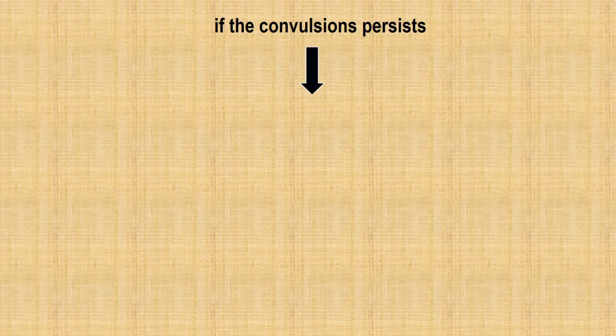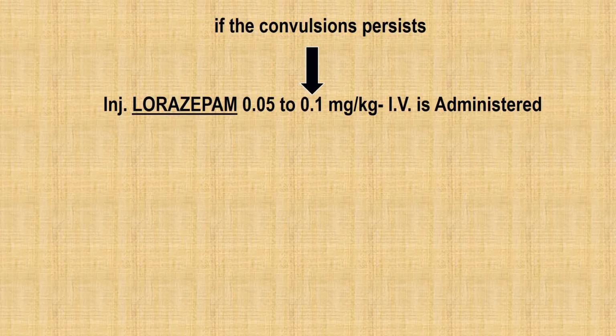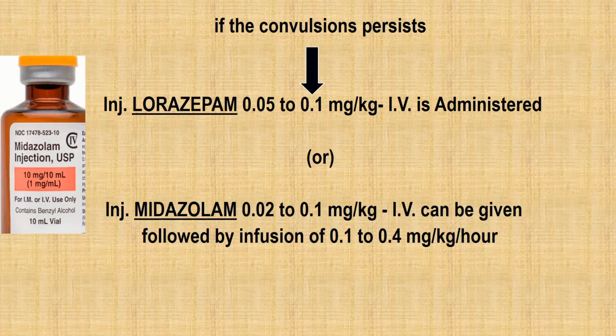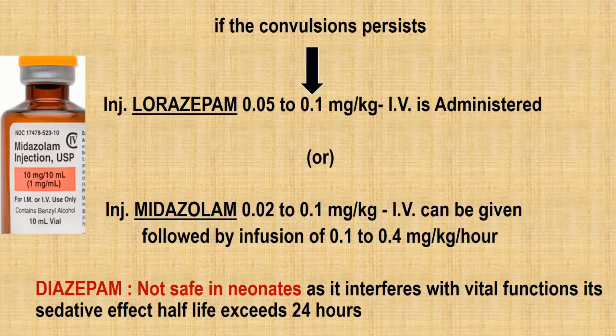12 hours after the loading dose of phenobarbital and phenytoin. If the convulsion still persists in the newborn, then injection lorazepam 0.05 to 0.1 milligram per kilogram IV is administered, or we can give midazolam 0.02 to 0.1 milligram per kilogram IV. It should be followed by infusion of 0.1 to 0.4 milligram per kilogram per hour. We should not use diazepam because it is not safe in the newborn as it interferes with the vital function.